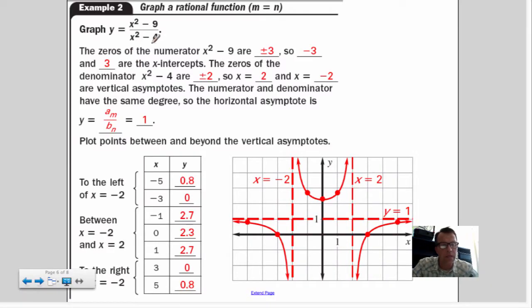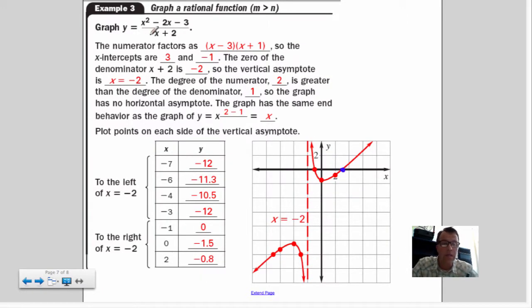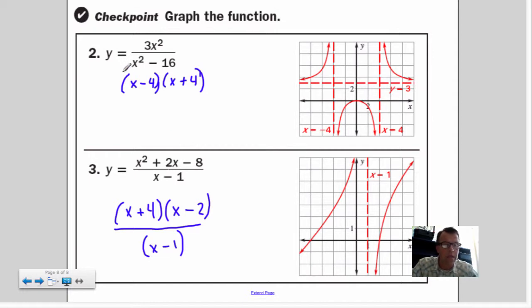And so here, set the denominator equal to 0. I get 2 and -2. And check out the vertical asymptotes, 2 and -2. 2 vertical asymptotes, always exciting. There's always only one horizontal asymptote, and there could be no horizontal asymptote. Here I set the denominator equal to 0 and get x equal to -2, and there's my vertical asymptote. The next guy, I set the denominator equal to 0, I get 2 values, 4 and -4 for my vertical asymptotes. Set the denominator equal to 0, I get another vertical asymptote, x equal to 1. I'm hoping you see the pattern there.